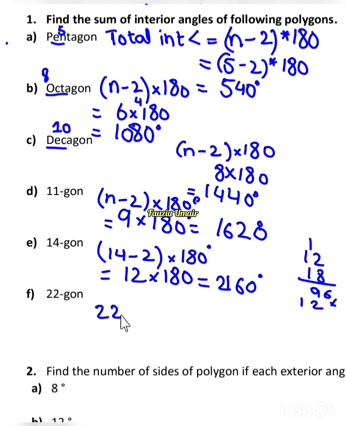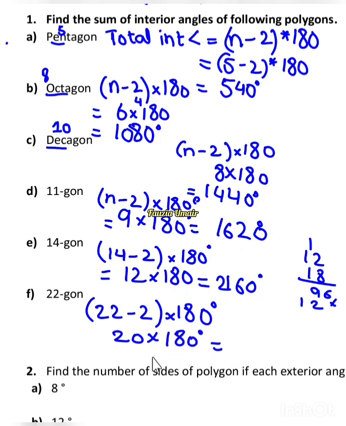The last question is the 22-gon. It means that n is 22. So (n minus 2) into 180 is the formula. I'm putting n as 22. Basically it is 20 into 180. So double of 18 is 36, and there are two zeros, so it is 3600. If a polygon is a 22 corner shape, the total interior angle is 3600 degrees.